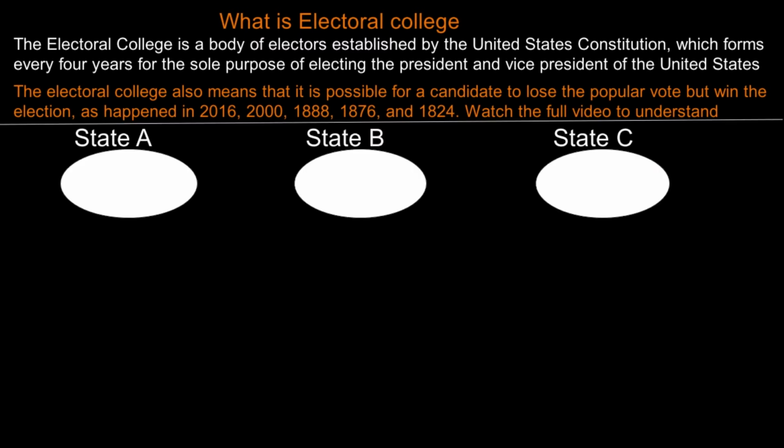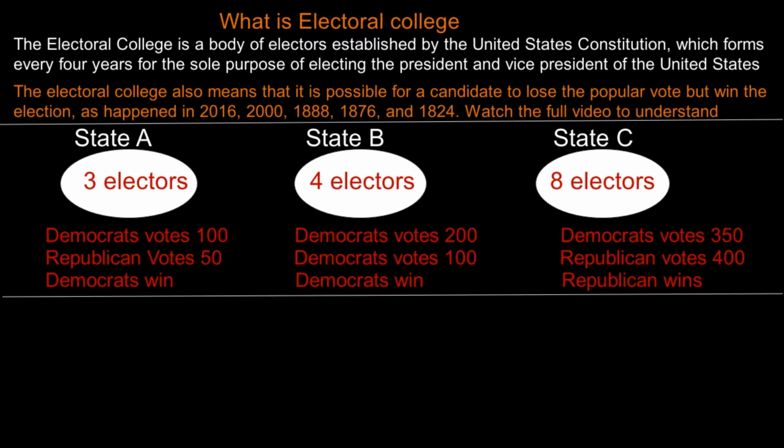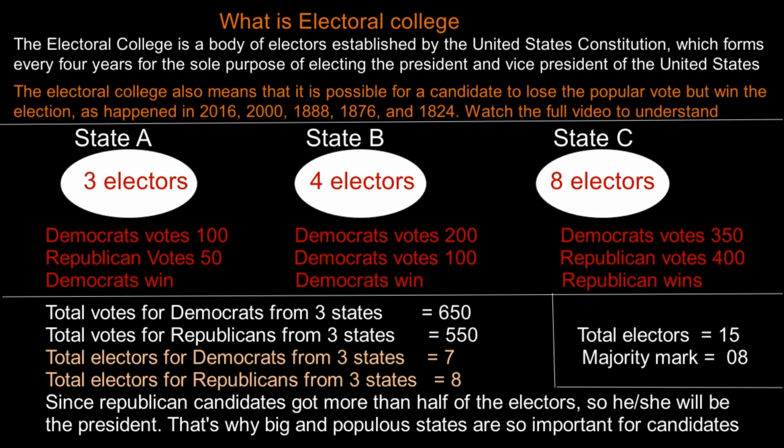Consider there are only 3 states, A, B, and C. A has 3 electors, B has 4 electors, and C has 8 electors. If Democrats win states A and B, and Republicans win only state C, still the Republican candidate will be the winner and become the President of the United States, as state C has 8 electors, which is more than the majority required to become the President. Even though Republicans have fewer total votes, they have more electors. Since the Republican candidate got more than half of the electors, he or she will be the President. That's why big and populous states are so important for candidates.